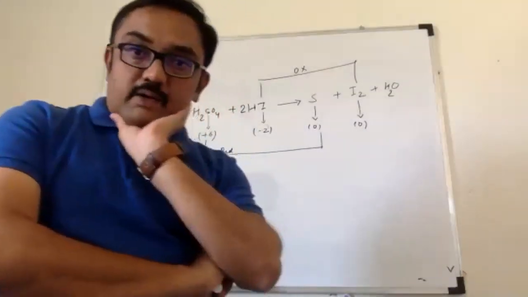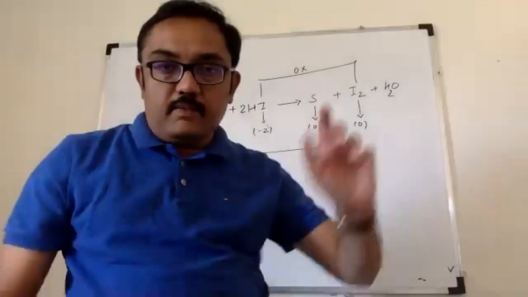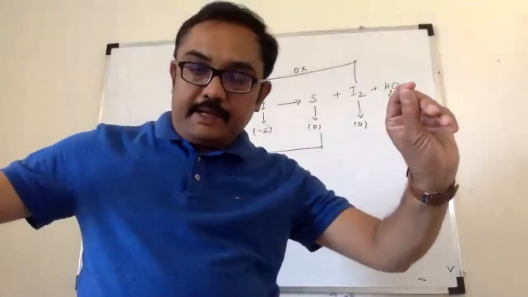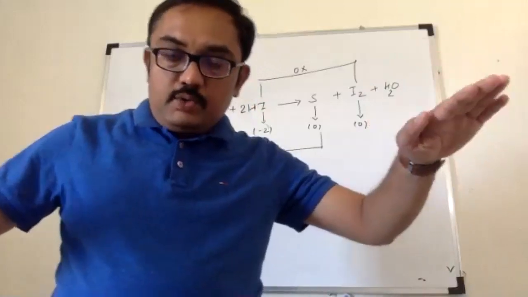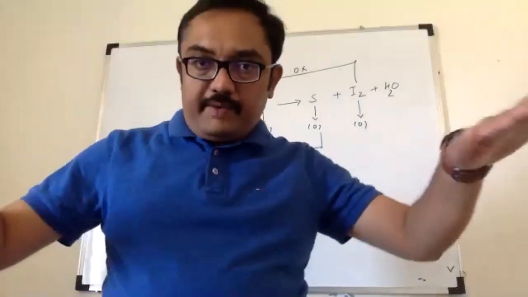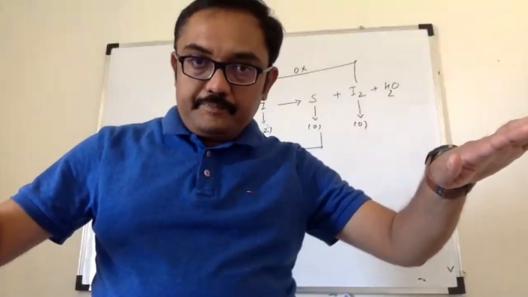Right? On the right side also, because see, on one side you cannot take one atom's oxidation number and on the other side take two atoms' oxidation number. On both sides you have to see the difference for the same number of atoms. Are you getting my point?